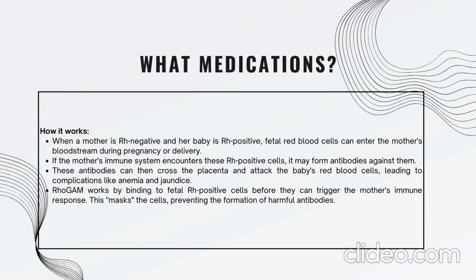So the last question is what medication is used? The medication is RhoGAM. RhoGAM works by binding the fetal Rh positive cells before they can trigger the mother's immune response. This can be considered as a mask for the cells, preventing the formation of harmful antibodies.